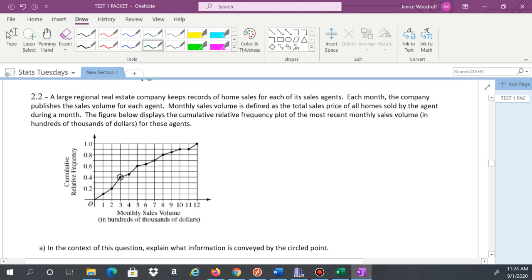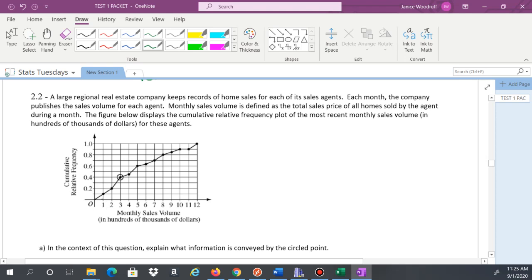So let's see. They keep records of home sales. Each month, the company publishes the sales volume for each agent. Monthly sales volume is defined as the total sales price of all homes sold by the agent. The figure below displays the cumulative relative frequency of the most recent monthly sales volume. This is in hundreds of thousands for these agents. So here's what we want to think about. This is an ogive curve. It's giving you the cumulative relative frequency.